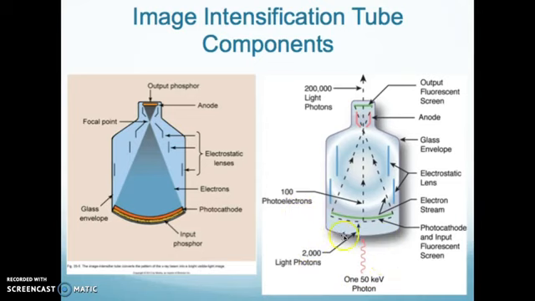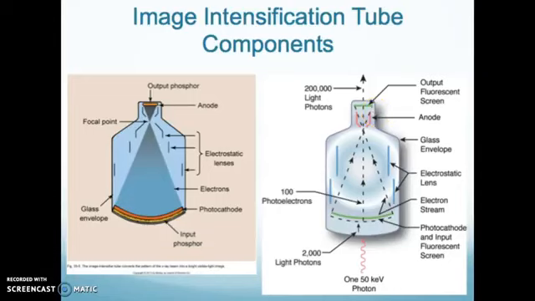So here is your input phosphor with your photocathode. Here they have them reset a little bit, which is fine. Coming through, these are photoelectrons and they go to the focal point. And here's your anode, and we're going to talk about how it has a hole in the middle. That's so that the electrons can come through at the focal point. And here is your output phosphor.